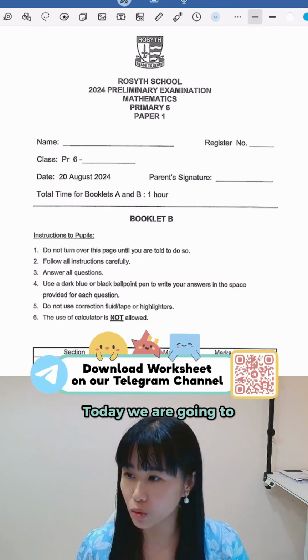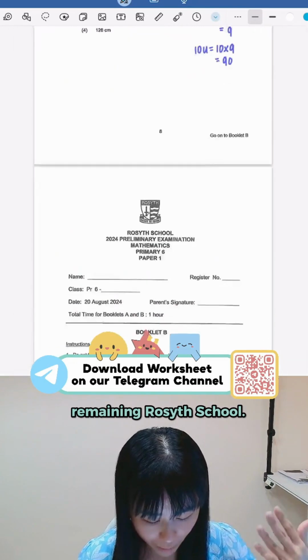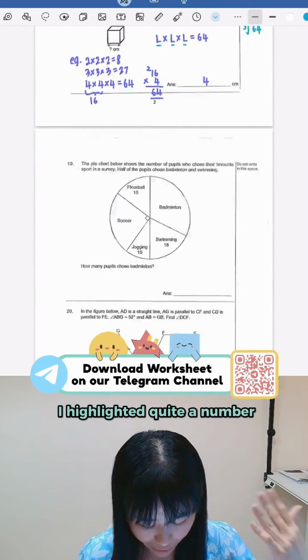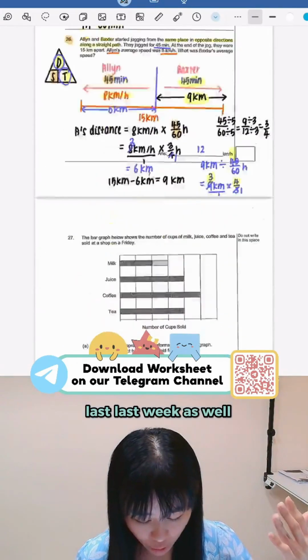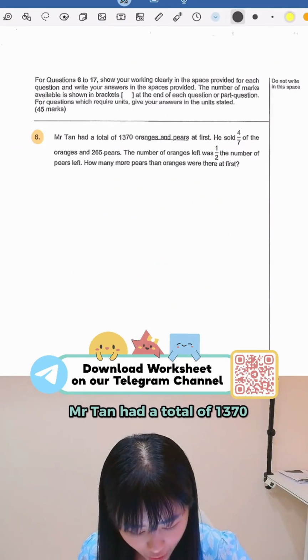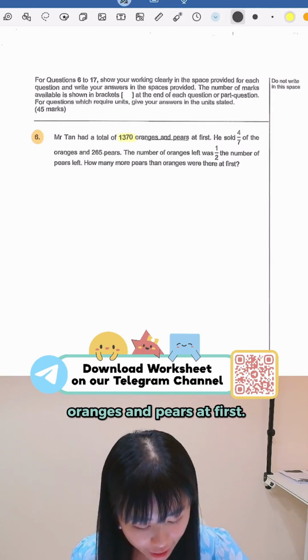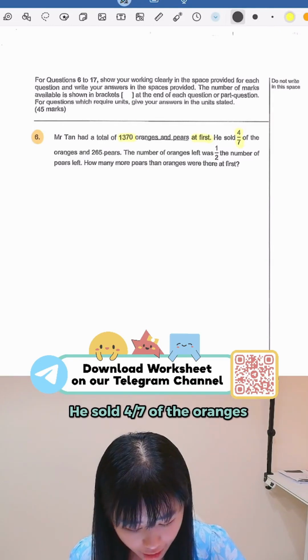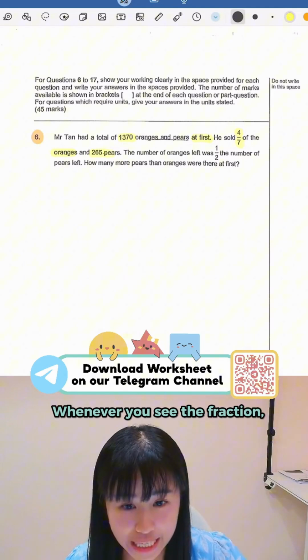Today we are going to go through the remaining Rosyth school. I highlighted quite a number last week as well. Mr. Tan had a total of 1370 oranges and pears at first. He sold 4/7 of the oranges and 265 pears.